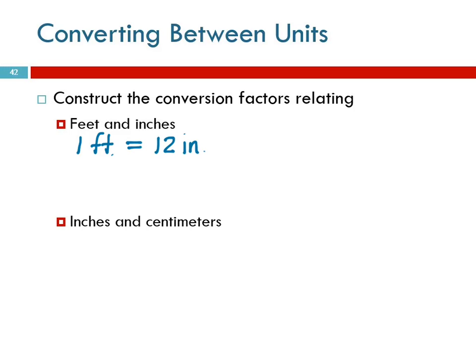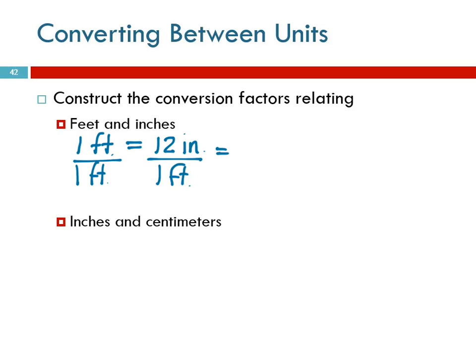And a principle from math is if you do the same thing to both sides of an equality, it's still equal. So what I'm going to do is I'm going to divide both sides by 1 foot. As long as I do the same thing to both sides, it's still equal. What is 1 foot divided by 1 foot equal to? 1. Anything divided by itself is 1.